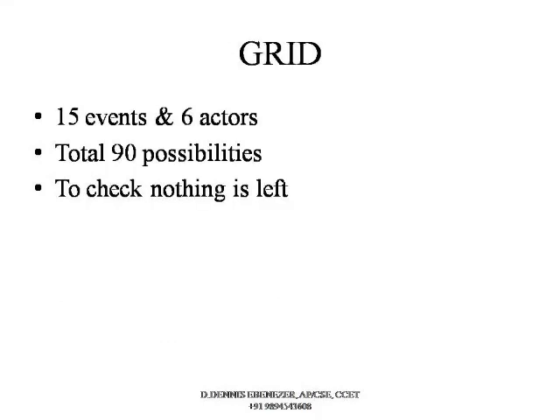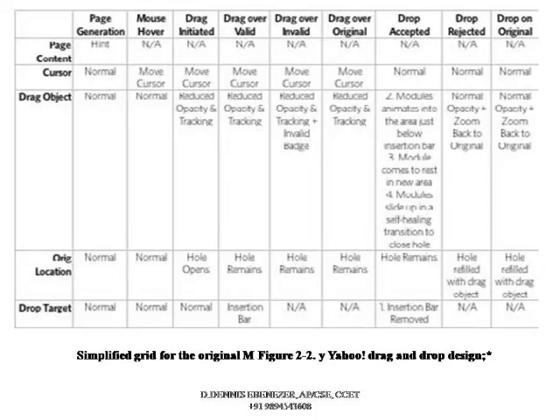Combining these actors and events, we will have a grid. A grid is a combination of 90 possibilities, combining these 15 events and 6 actors. A grid is used in such a way to map all the events and actors, making sure nothing is left behind. Here we can see a sample of the Yahoo event and actor mapping page. This is a simple grid that is developed by Yahoo and that is given for checking.